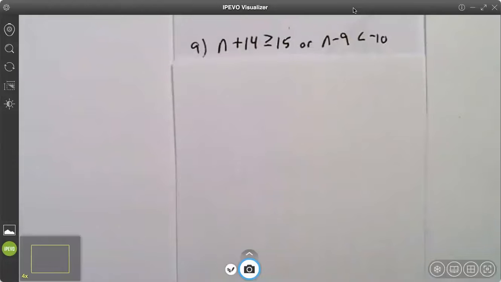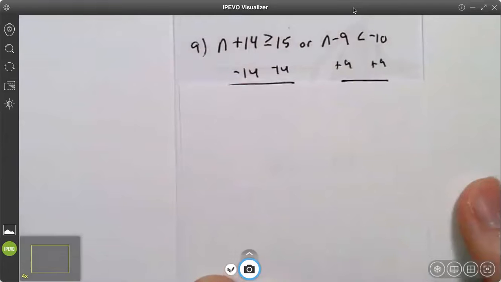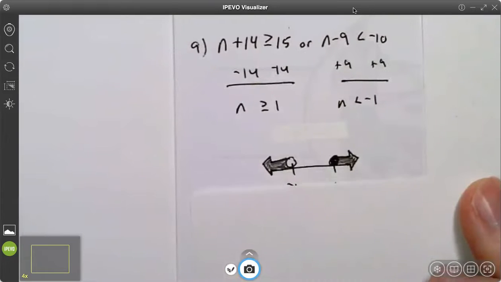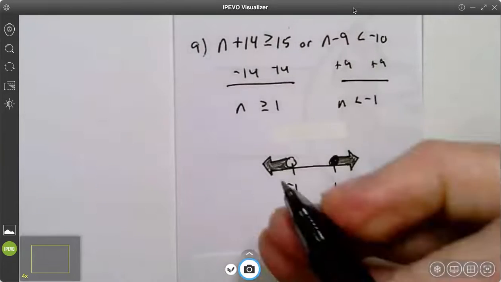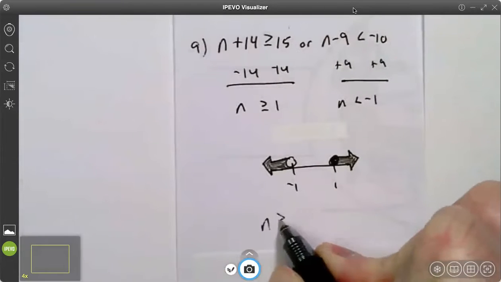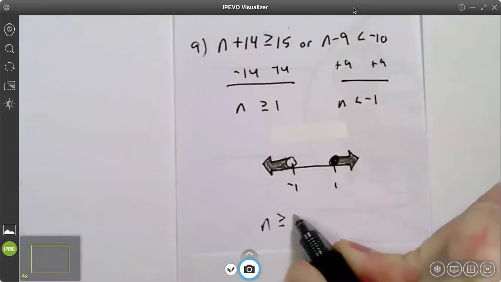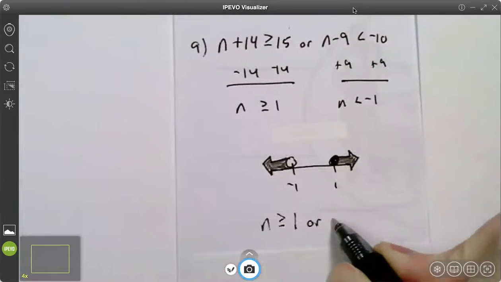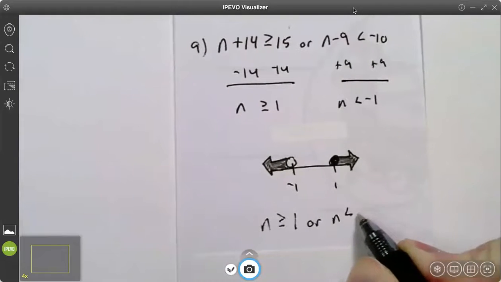You can try number 9. On number 9, the left one we subtract 14, the right one we add 9. Our answers are n is greater than or equal to 1, n is less than -1. We end up with an "or," and it's correctly written. n greater than or equal to 1 or n is less than -1.